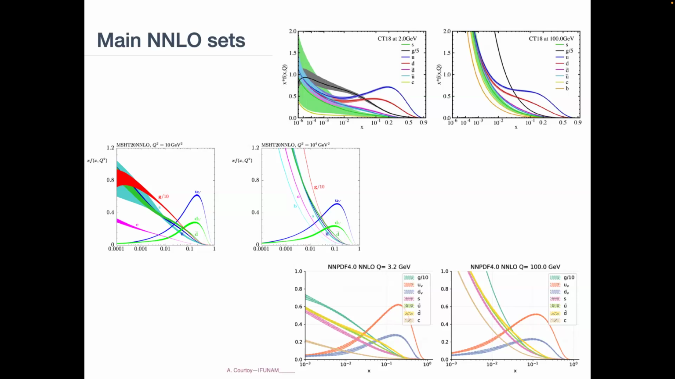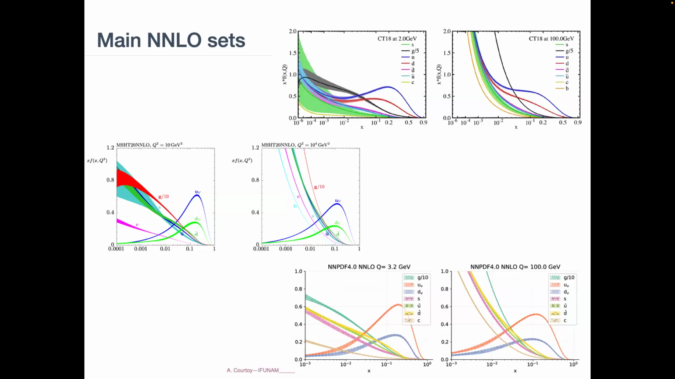Same for MSHT, same kind of behavior. Here they show the balance instead of the up, so it's u minus u bar, and you can see how it changes, right? Especially the strange and the gluon change a lot with the scale. And then NNPDF also shows the balance here and how it changes. So you can see the d-bar gap is the same for everyone. Some parameters can change, but you can see the effect of how the balance changes and how the gluon changes with the scale. So that's the idea.